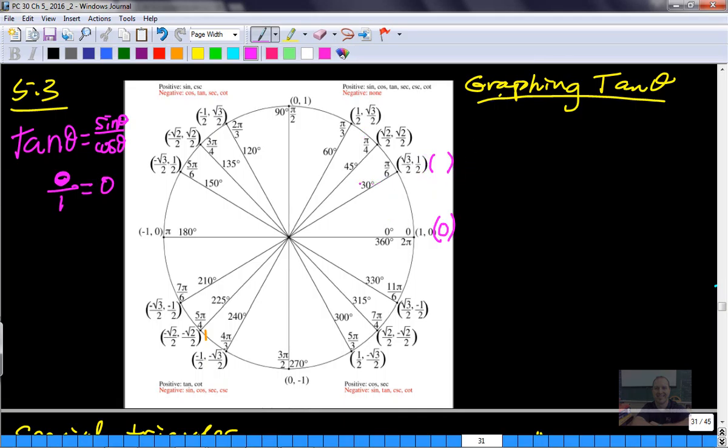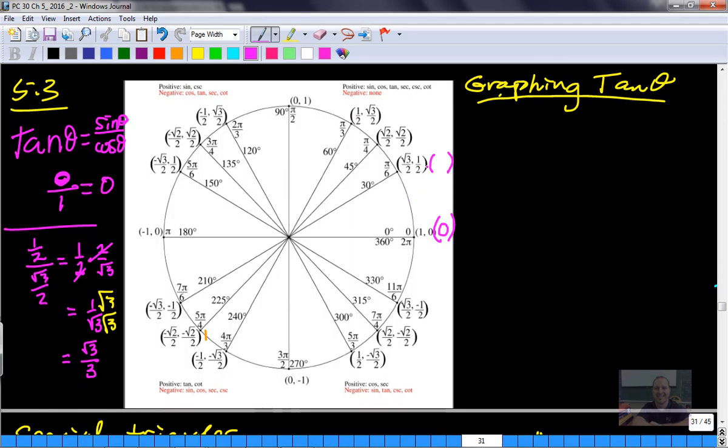30 degrees, pi over 6. You're given sine and cos, so let's calculate tangent. For 30 degrees, we have 1/2 divided by root 3 over 2. I won't do this calculation for each one, but this turns into 1/2 times 2 over root 3, which is 1 over root 3. To simplify that and get rid of the radical on the bottom, multiply top and bottom by root 3, and we're left with root 3 over 3.